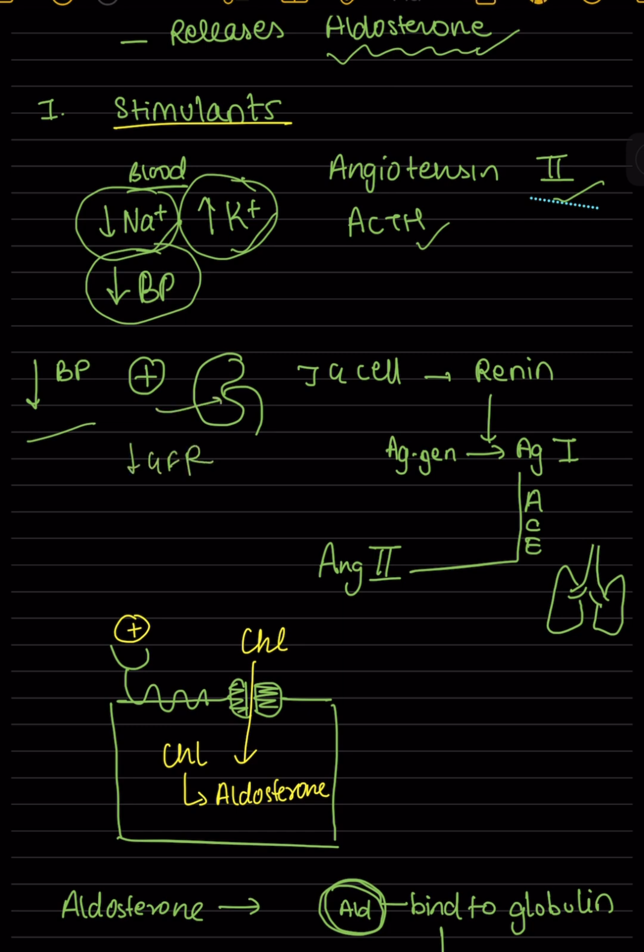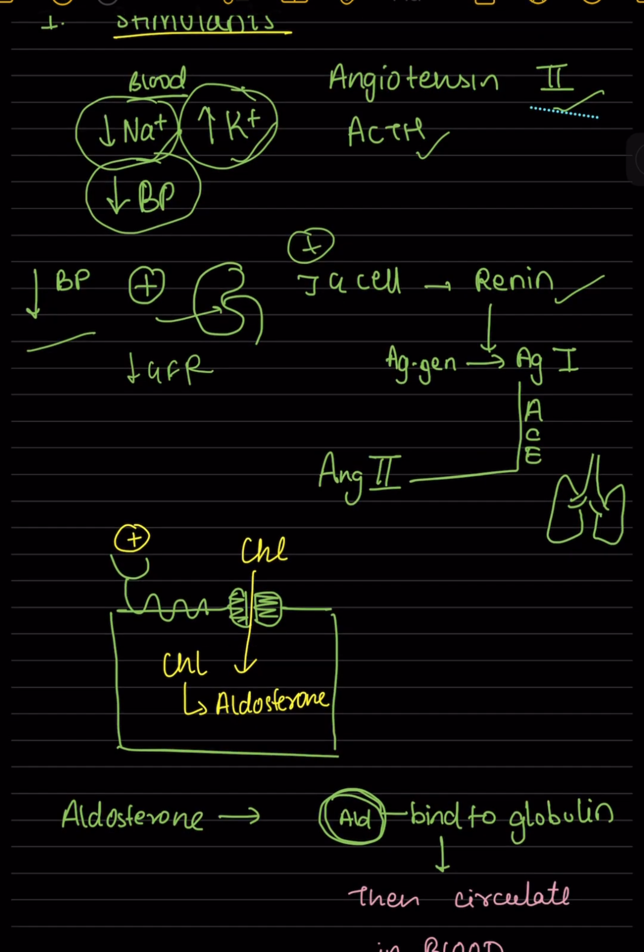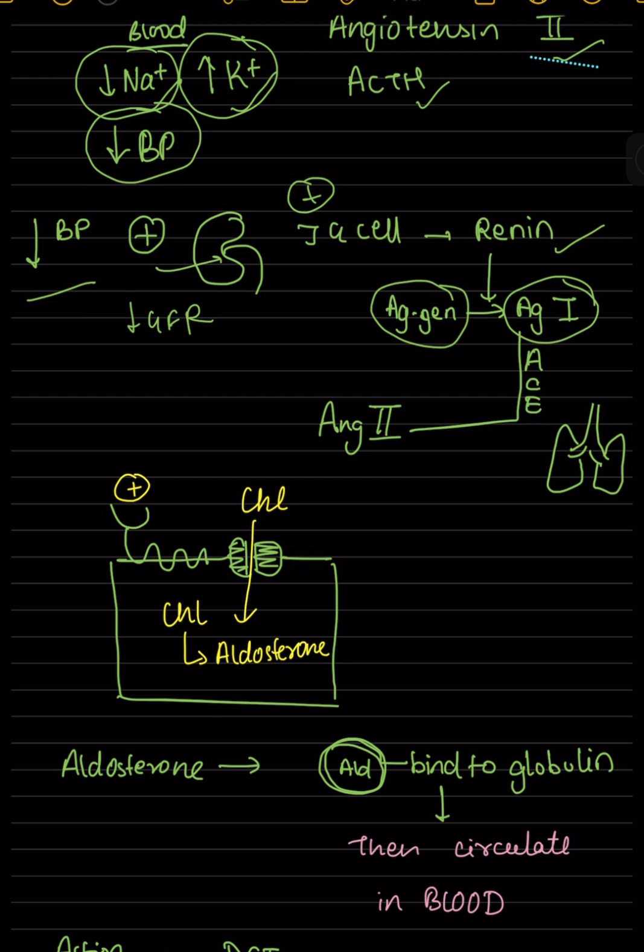The JG cells release renin. Renin plays a pivotal role in the conversion of angiotensinogen into angiotensin 1. This angiotensin 1 is converted into angiotensin 2 by ACE. What is ACE? ACE is angiotensin converting enzyme. As it converts angiotensin 1 to 2, hence the name. It is an enzyme, and it is present in the lungs.